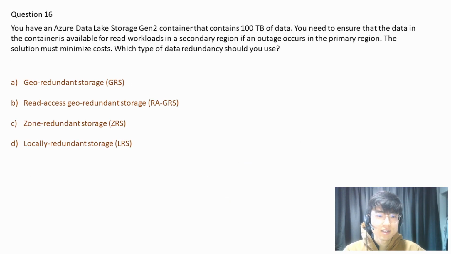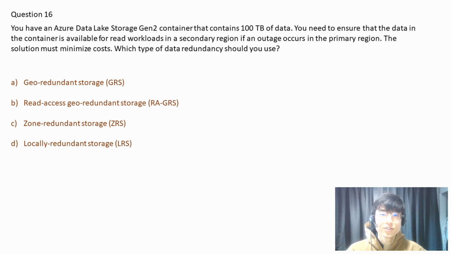Question 16. You have an Azure Data Lake Storage Gen 2 container that contains 100 terabytes of data. You need to ensure that the data in the container is available for read workloads in a secondary region if an outage occurs in the primary region. The solution must minimize costs. Which type of data redundancy should you use?